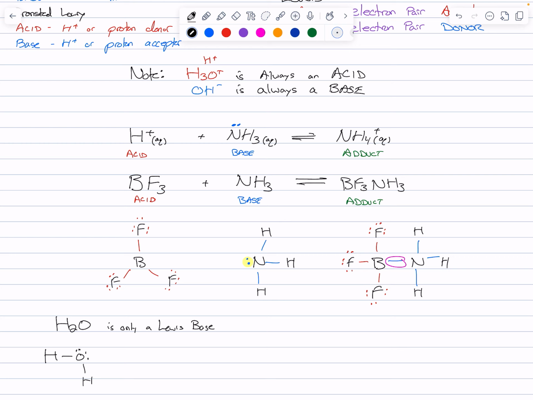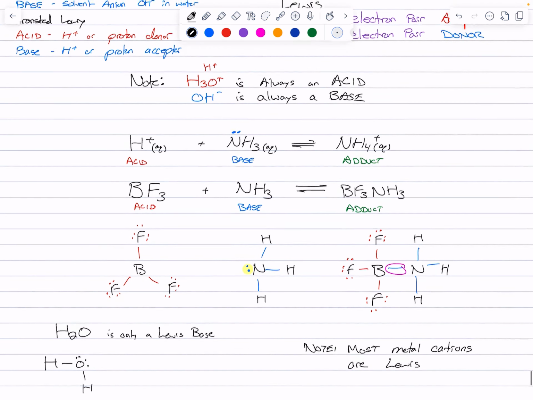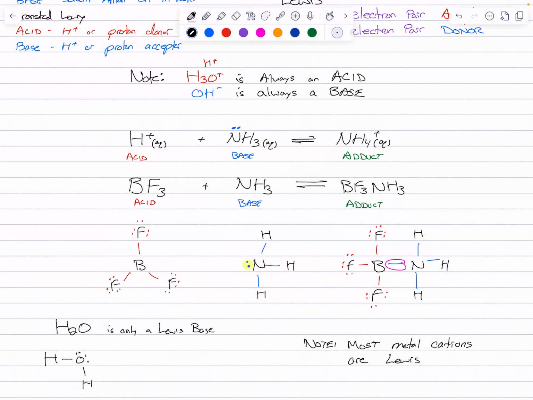And another note: most metal cations are Lewis what? Are they acids or bases? Well, if you're a cation, you are electron poor. You lost electrons, so you're probably not going to be donating them. You're probably going to want to accept electrons. So most metal cations are Lewis acids.